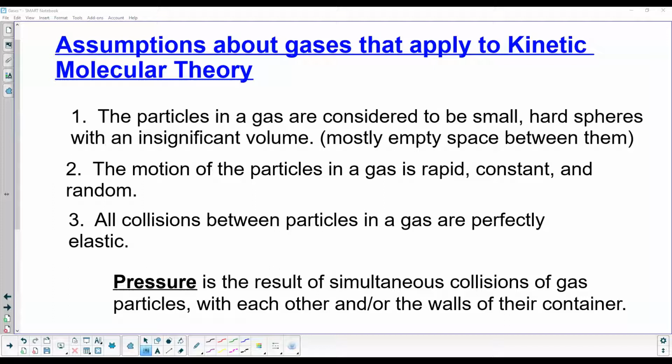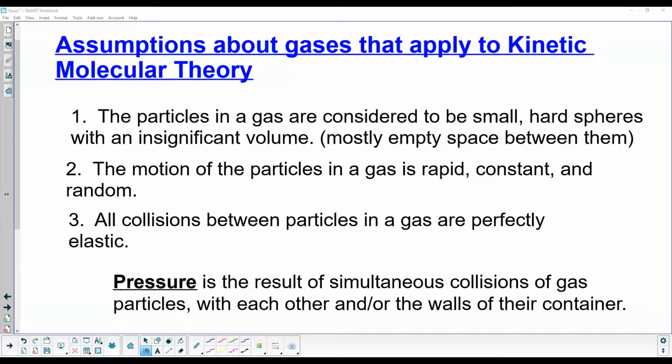The third part says all collisions between particles in a gas are perfectly elastic. What that means is that they just bounce off one another. The particles aren't really speeding up or slowing down. Like pool balls, you hit pool balls and they bounce around, but there's friction and they slow down. With these, they're just bouncing off one another and the energy is conserved.